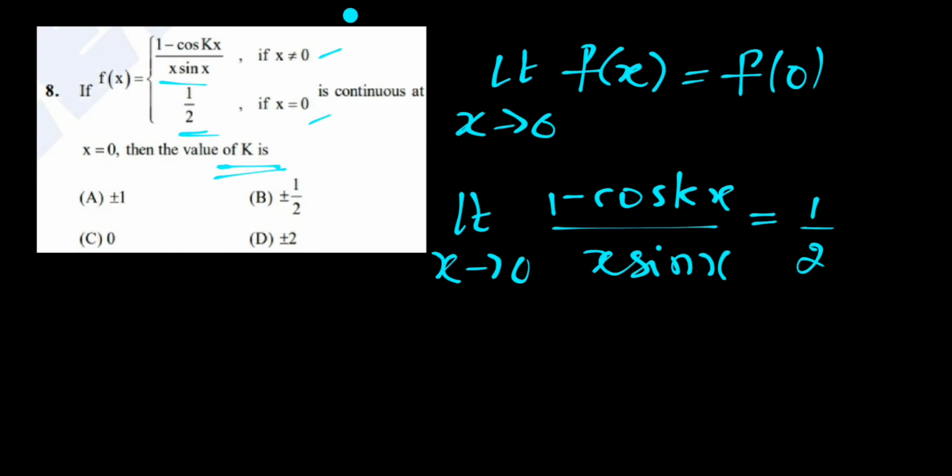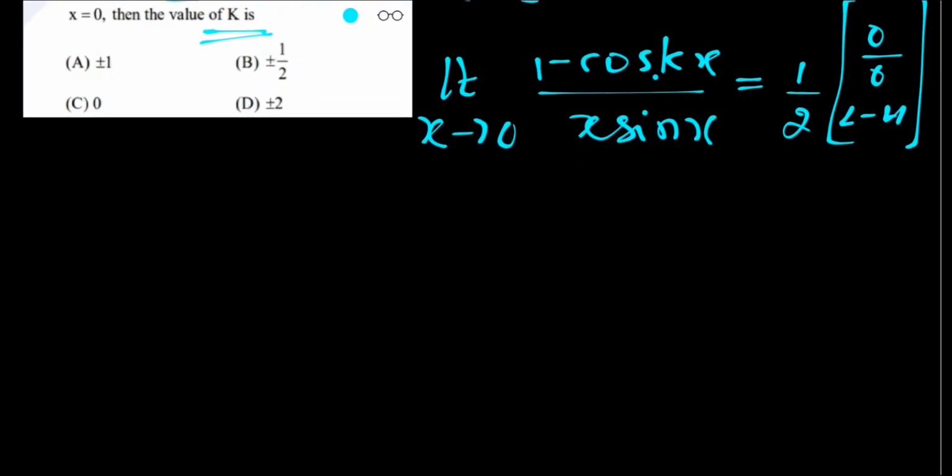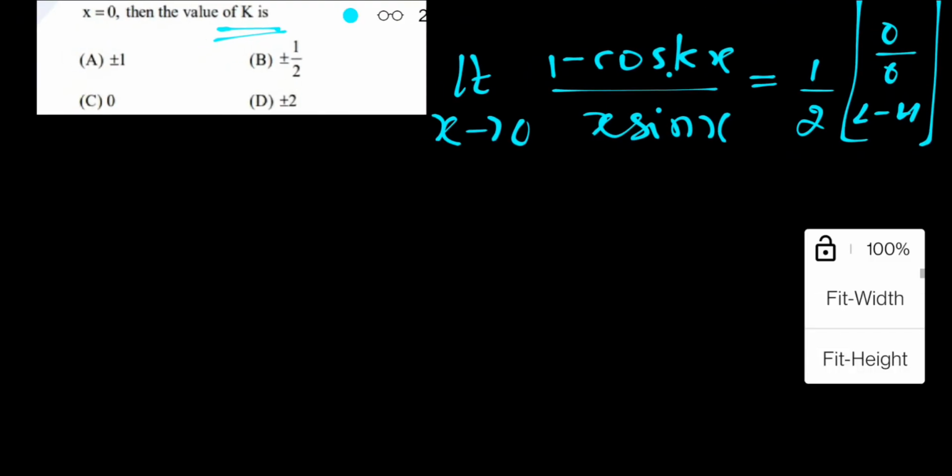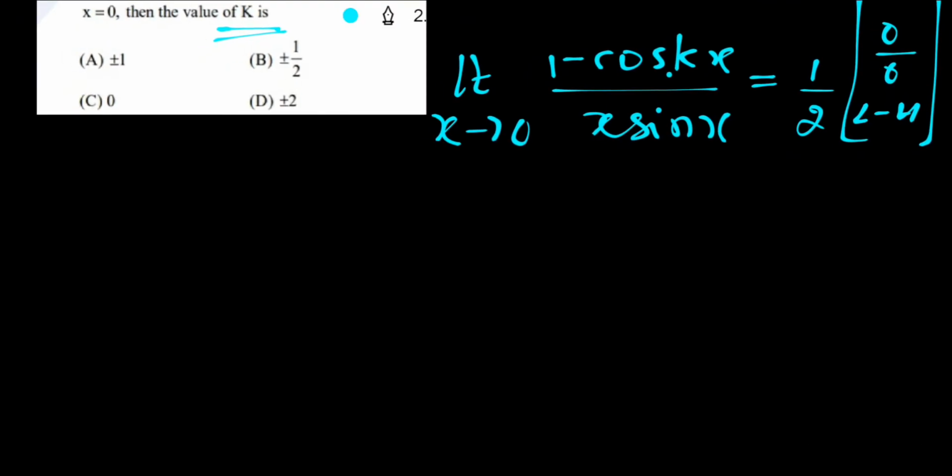If you substitute x is equal to 0 here, 1 minus cos 0 is 1 minus 1, numerator and denominator, you will get 0 by 0. 0 by 0 is nothing but an indeterminate form. So that's why we have to apply L'Hospital rule. What is the L'Hospital rule? L'Hospital rule is derivation for numerator and derivation for denominator.